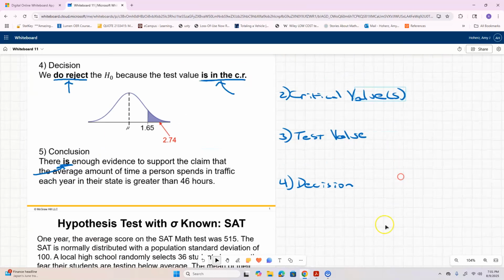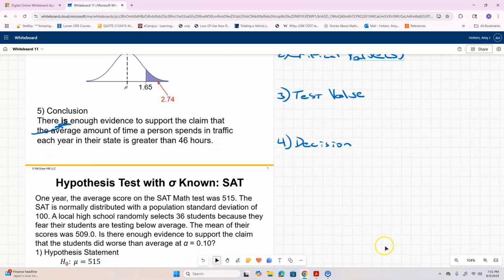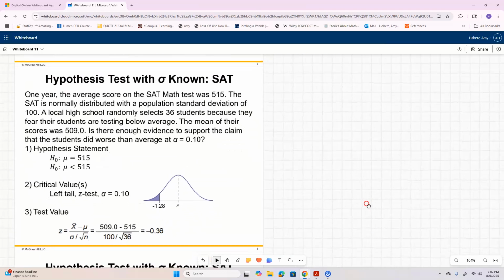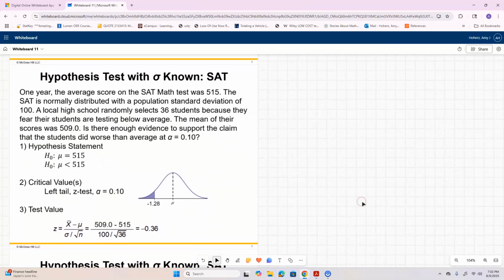I know it seemed like it was so much when we were leading up to it. There's a lot to build up to, but once you get to it, they're not terrible. We just have to remember to take it step by step and do each of those steps in order and carefully and compare our numbers correctly. All right, so let's look at our second example.